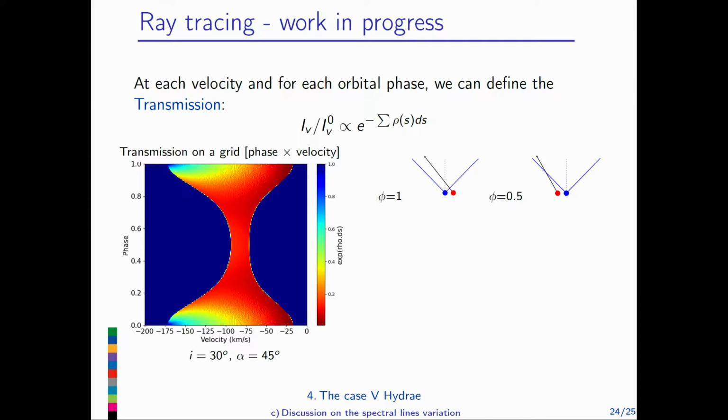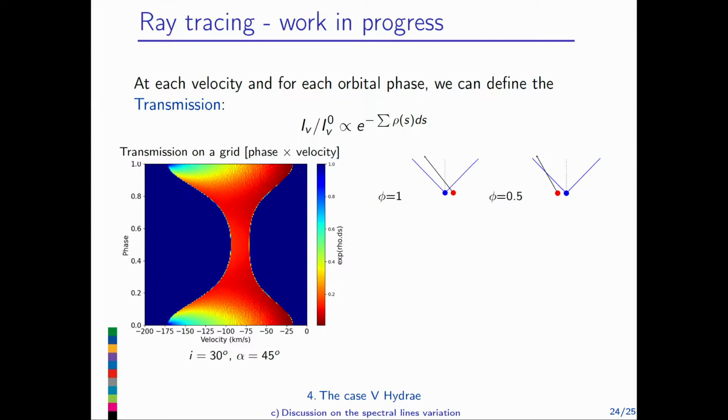So, for example, here we can compute this ratio that I have called the transmission, which gives us the amount of intensity that will go through to the observer or be absorbed. So this ratio, we can compute it for each velocity at each phase of the orbital motion. So we have here this grid of orbital phase and velocity. We only care about blue-shifted velocity this time. And you can see here the color map used.